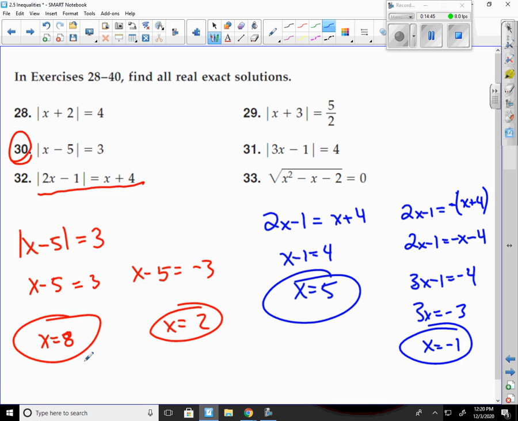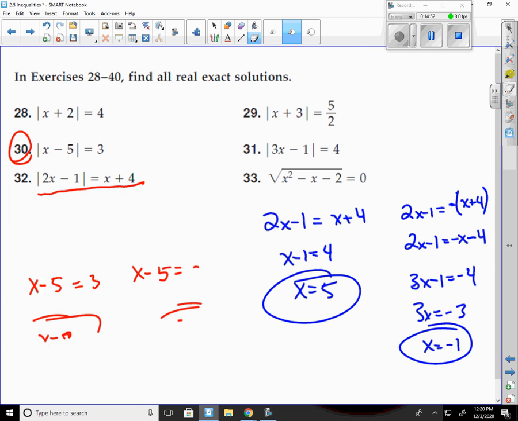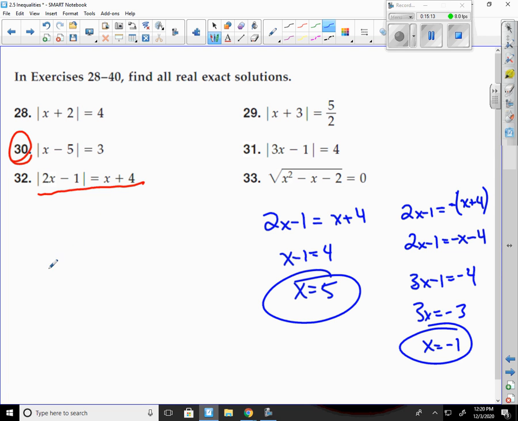I know I said I was going to do 2 on this one, but let's move on to another one. Look at number 33. If you look at 33, it looks different than the rest of the ones on this page, right? So when we look at this one, we have to realize that it's got to be a positive number under the root. So that's really an absolute value question. Because this would have to be a positive number.